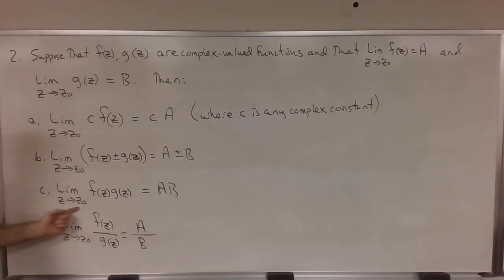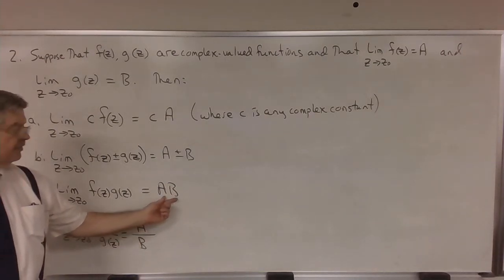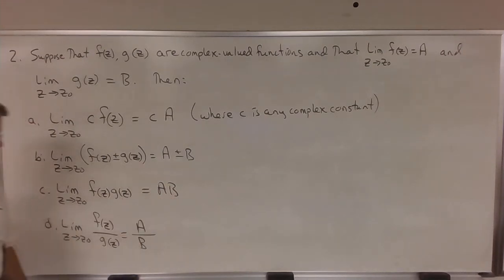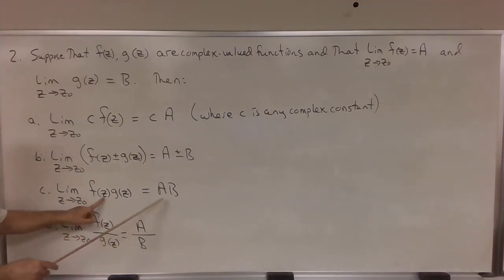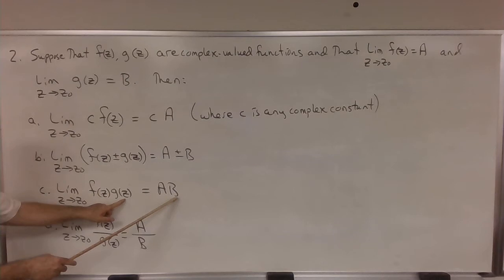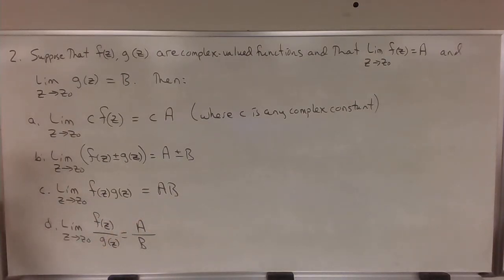In part C, we have the limit of the product of two functions, and that's the product of their limits. So to compute the limit of a product, compute the limit of the first factor, compute the limit of the second factor, multiply them together.